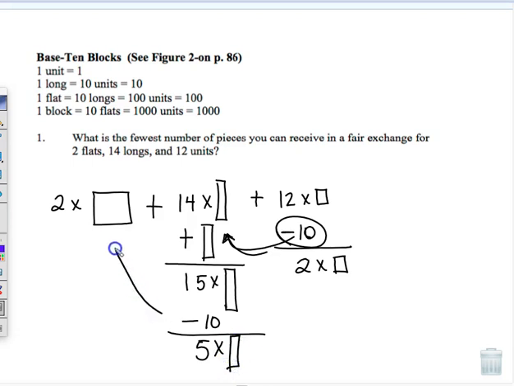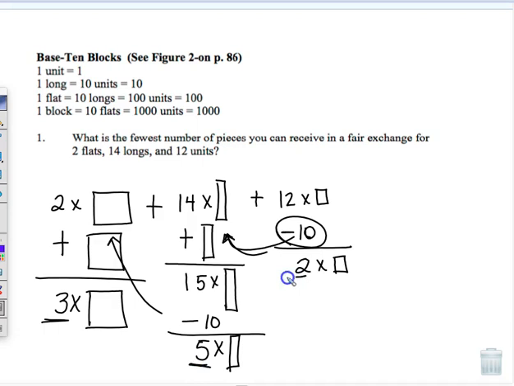But these 10 longs here give me another flat. And so what I have now is 3 flats. So exchanging those for fewer pieces, if you notice here, I don't have anything larger than 10 because 10 of these can be exchanged going up a place value. So when I look at here, what's the fewest number of pieces I could have? I could have 3 flats, 5 longs, and 2 units. That would be the fewest number of pieces, and we can recognize that this is the number 352.